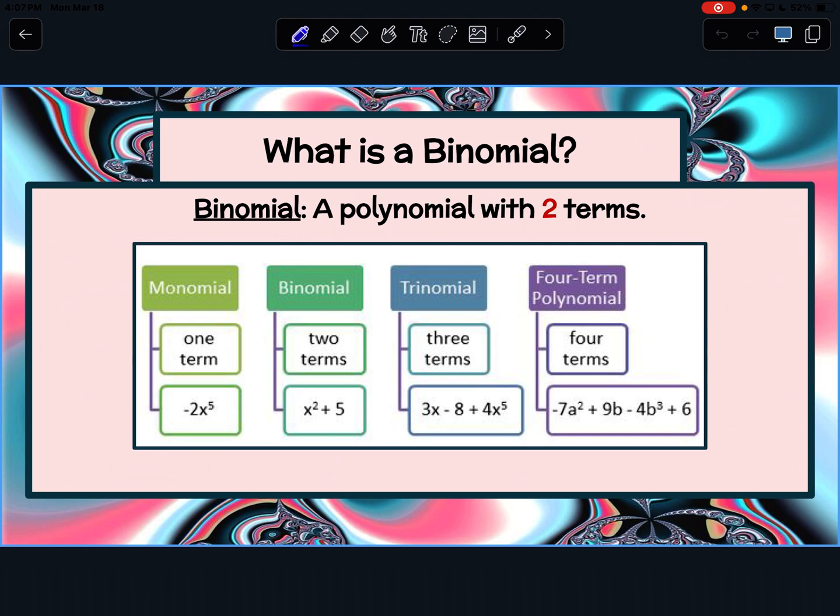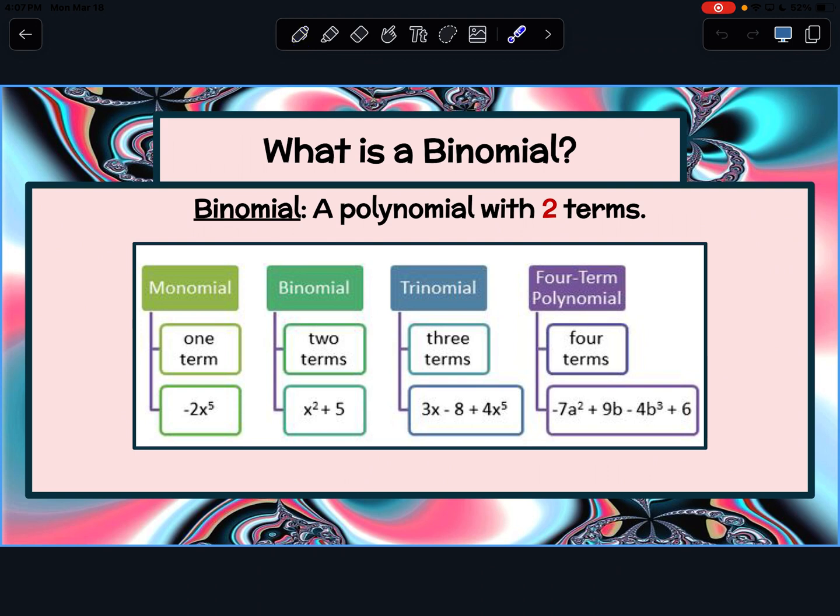We're going to do notes on multiplying binomials. So we're going to first talk a little bit about what a binomial is. It's a kind of polynomial, and it has two terms. A binomial has two terms, like a bicycle has two wheels.